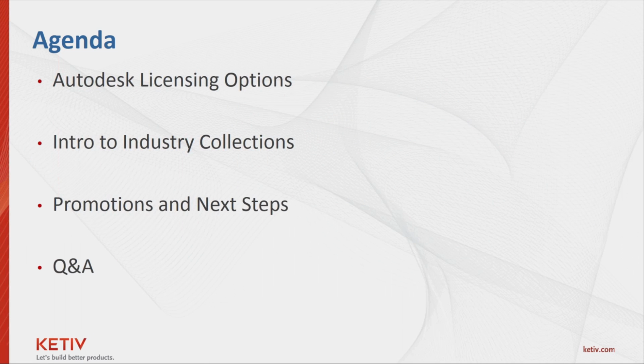Yep. So today we'll be going over your Autodesk licensing options. Those options have been changing. New things have been available, or not available yet, but new things will be available in the next month or so. We're going to go over the Introduction into Industry Collections, specifically the Product Design Collection. That'll be your next transition into moving forward from your product design suites and your factory design suites. Promotions and next steps, we'll go over our current promotions, things to look at in regards to moving forward. And as usual, we're going to have a Q&A session here at the end.